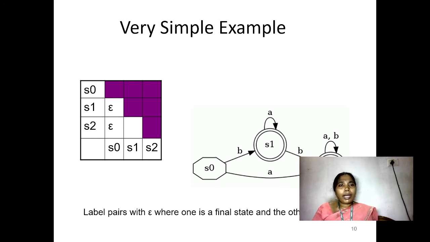Right, so if you find that S0 and S1, and S0 and S2, are distinct, we mark them as epsilon. S0 and S1 are different, S0 and S2 are different. They are distinct. They are called distinguishable states. Now which are equivalent? S1 and S2 are equivalent. They are not distinguishable, so we leave them blank. It means that S1 and S2 can be combined. So label pairs with epsilon where one is a final state and the other is not.